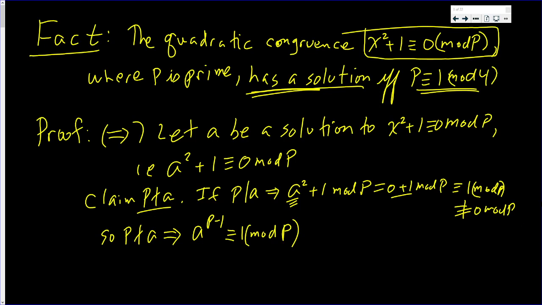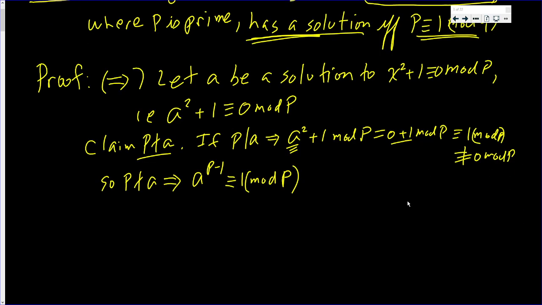Now, let us look at this from a different point of view. A to the p minus 1. I would love to have a squared because we're talking about a squared. Well, if I double the base, I have to halve the power. Now, a squared is negative 1, so a to the p minus 1 is a squared to the p minus 1 over 2 mod p.